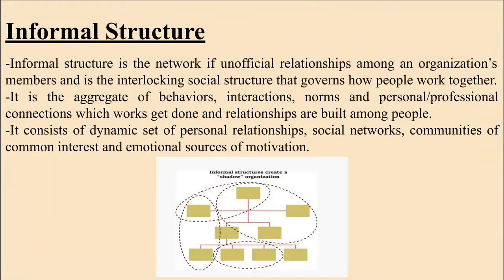Next slide. Informal structure is the network of unofficial relationships among an organization's members, the interlocking social structure that governs how people work together. It is the aggregate of behaviors, interactions, norms, and personal connections through which work gets done and relationships are built among people. It consists of a dynamic set of personal relationships, social networks, and others.